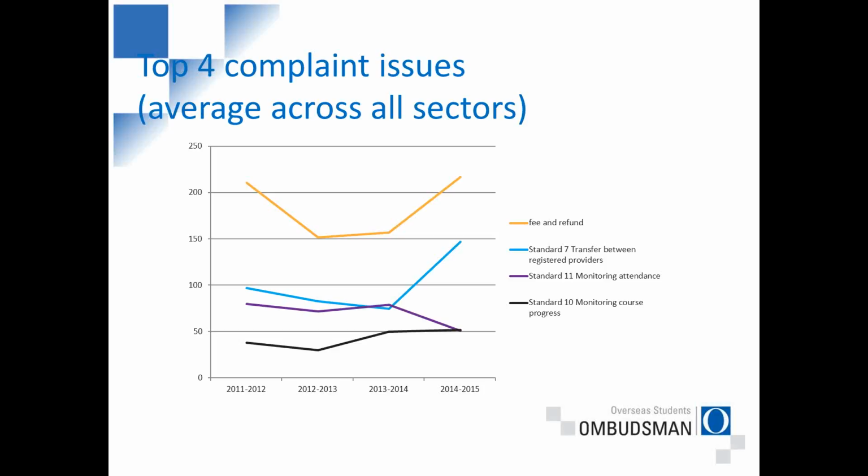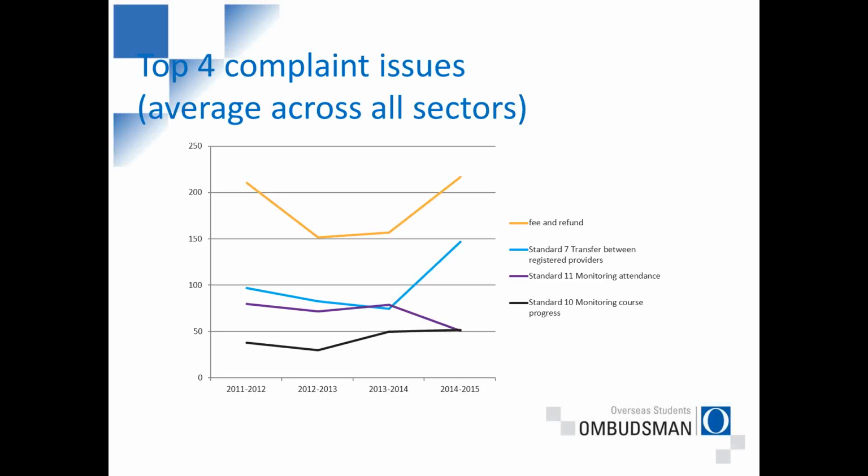The majority of the providers who are private CRICOS providers who fall into our jurisdiction are VET and ELICOS, and smaller numbers of higher ed and schools. So you can see here that number 4 over all the education sectors is monitoring course progress. And monitoring attendance is number 3. So these 4 issues, fees and refunds relating to written agreements, Standard 7 transfers, have been steady across the whole time that we've been operating.